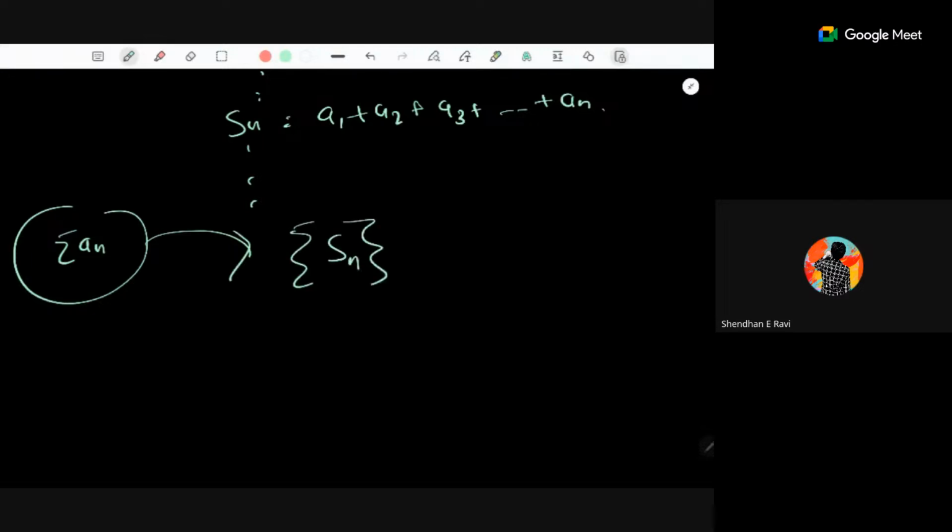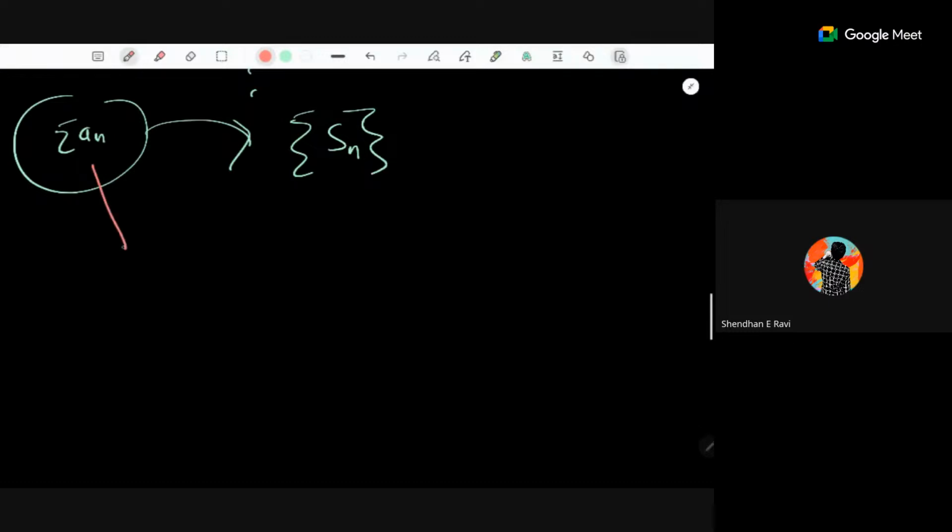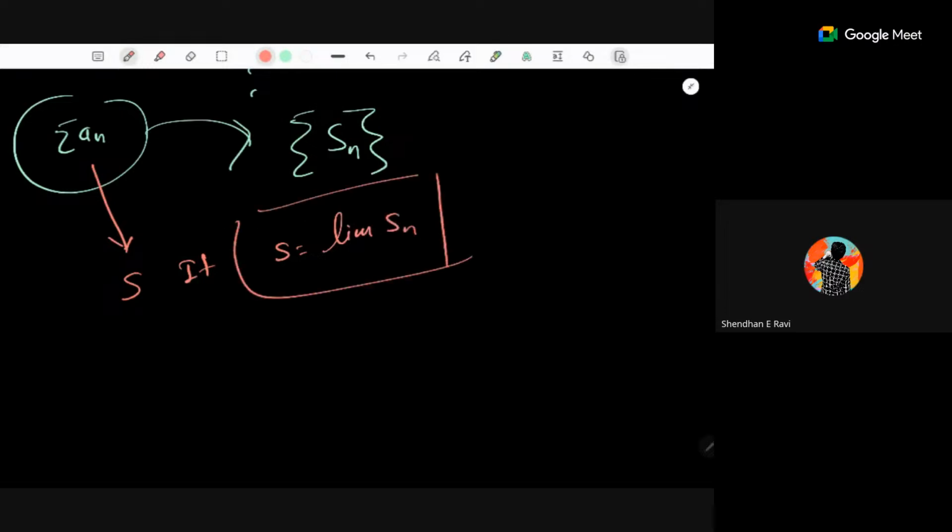Right? Then we will say that this series converges to S if this S is nothing but the limit of the sequence S_n. So that's how we define the convergence of a series: a series will converge to a number S if this S is nothing but the limit of the sequence of partial sums.